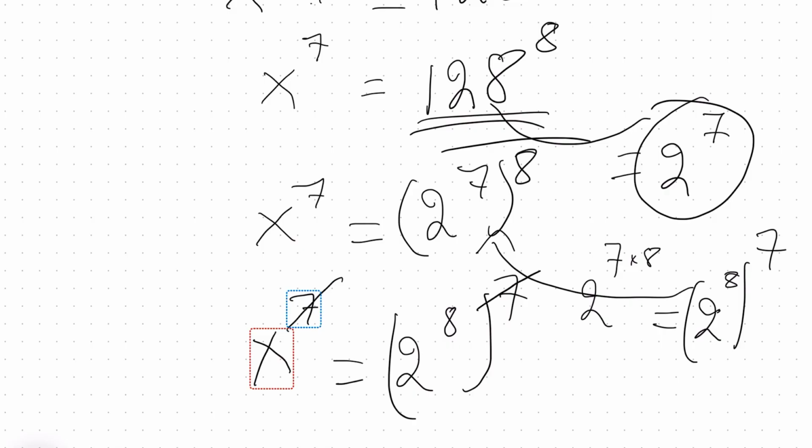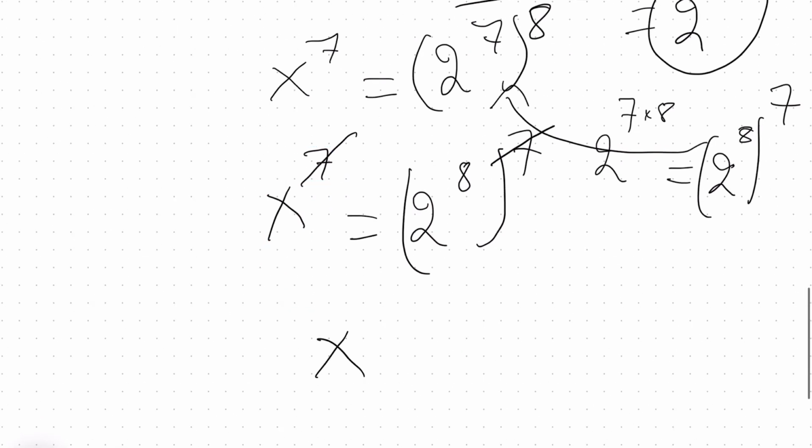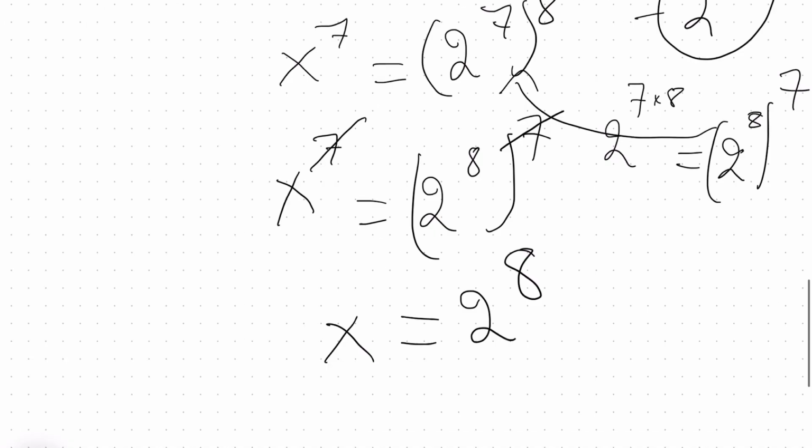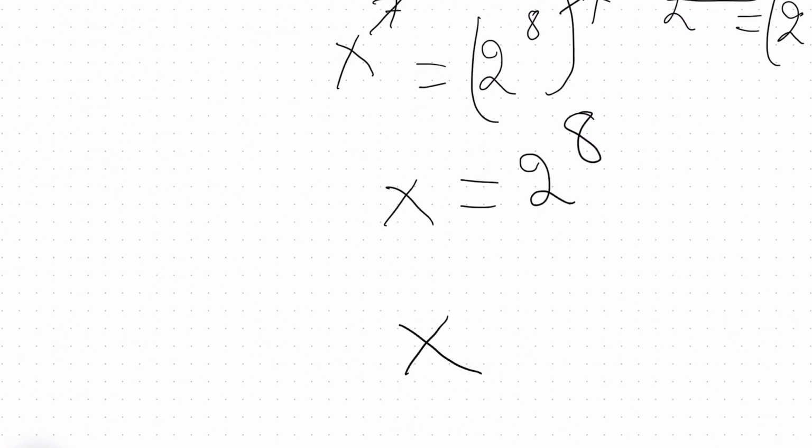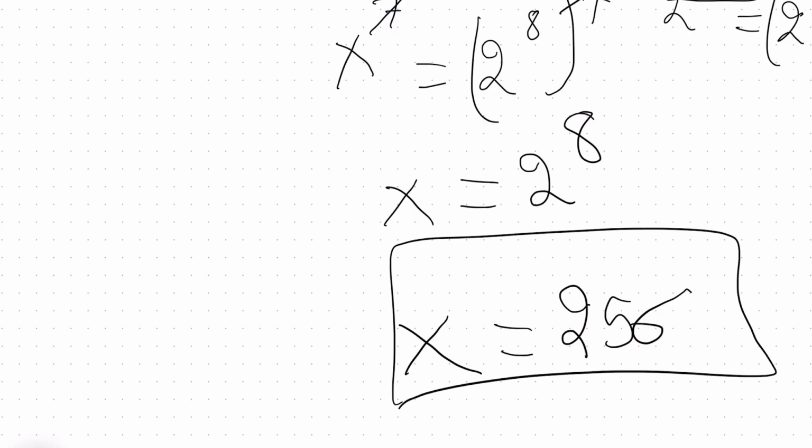And so the powers cancel out, and you end up with x is equal to 2 to the 8. 2 to the 8 is 256, so you have x is equal to 256. And this right here is how you solve this problem.